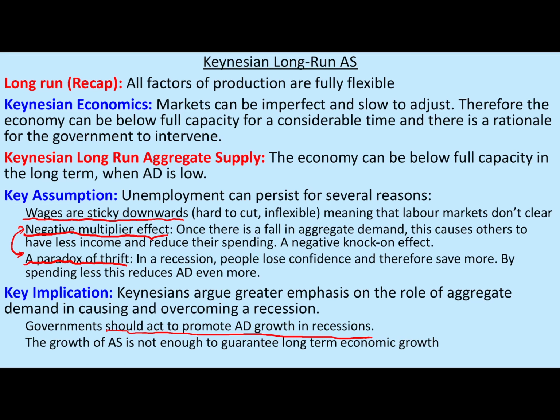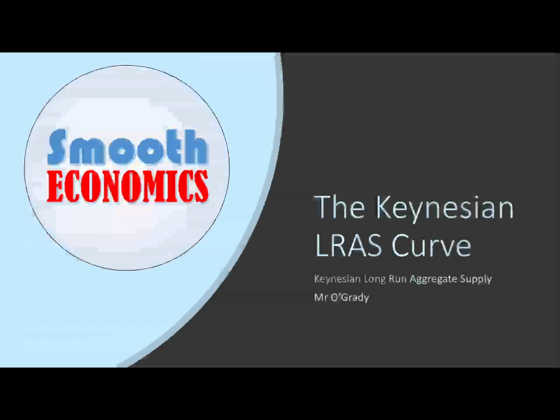They say the growth of AS is not enough in itself to guarantee long-term economic growth. If we have an increase in AS, an increase in our YFE, it could be the case, if unemployment is persisting and AD is still low, that we won't see any actual increase in output. And we can see that perhaps more clearly when we look at a Keynesian long-run aggregate supply curve.